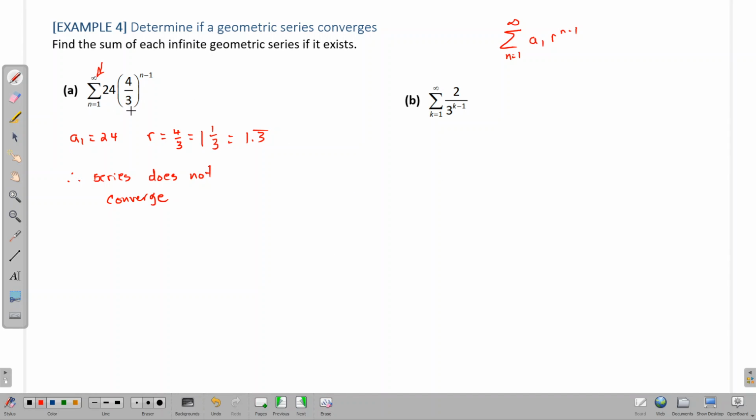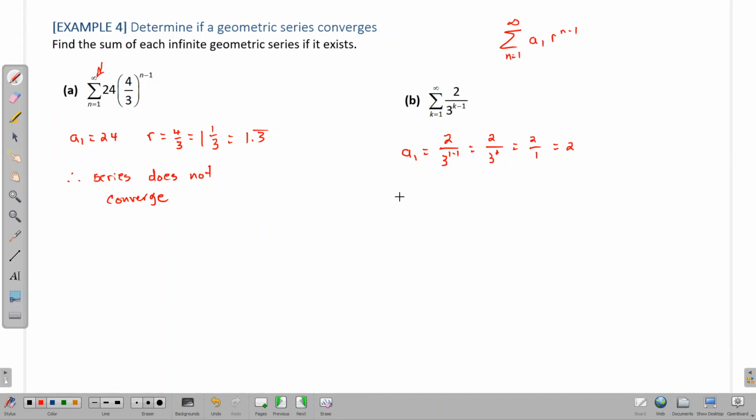Okay, so that would have been easy because we could immediately see a1 and r, but it didn't converge. The next one, though, it doesn't look exactly like this. So you can't just immediately go to saying what a1 and r are on this one. You need to do a little bit of work. So a1 can always be found by just plugging in the lower bound. So if we plug k equal 1 in, we get 2 over 3 to the 1 minus 1. In other words, it is 2 over 3 to the 0. And we know 3 to the 0 is just 1. So a1 is actually 2 on this.